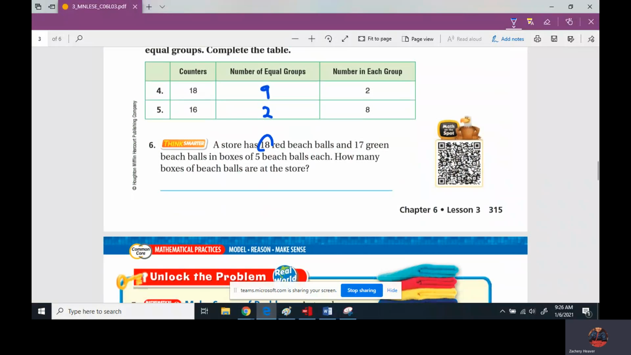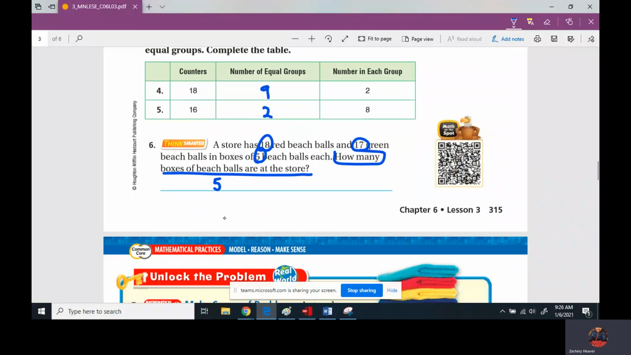A store had 18 red beach balls, 17 green beach balls, and beach balls in boxes of 5 beach balls each. How many boxes of beach balls are at the store? So they have 18 red beach balls and 17 green beach balls in boxes of 5. So we've got to figure it out. We know they're in boxes of 5.